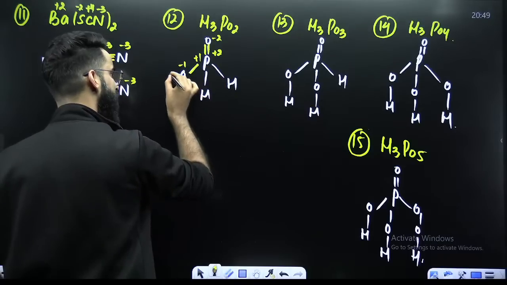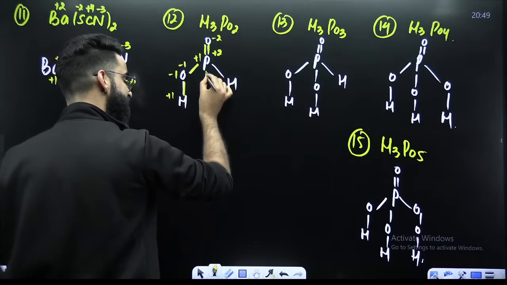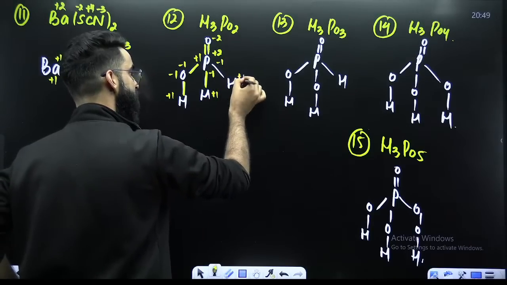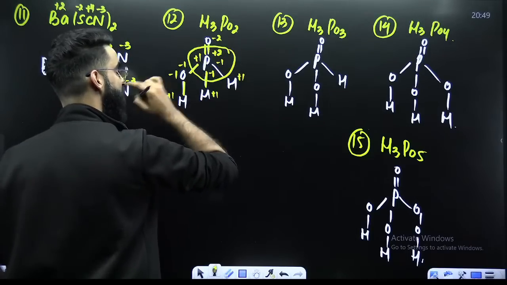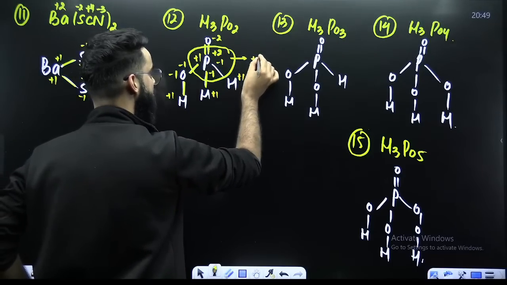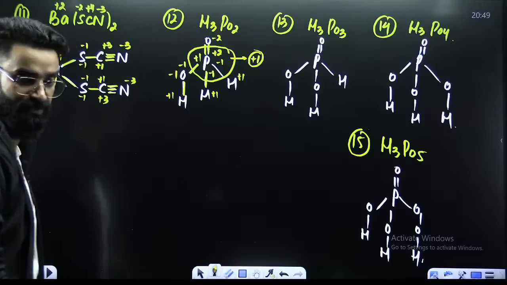Due to this single bond, minus 1, plus 1. Due to this single bond, phosphorus is more electronegative. So minus 1, plus 1. Minus 1, plus 1. So tell me the total charge on this phosphorus. Total charge plus 2, plus 3. Plus 3 minus 2 is plus 1. So plus 1 is the oxidation state of phosphorus in case of H3PO2.